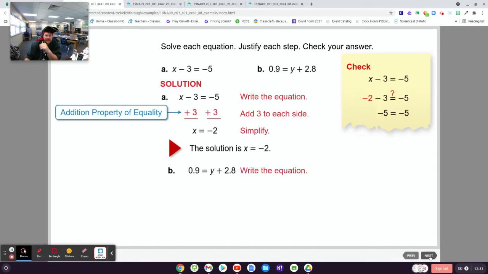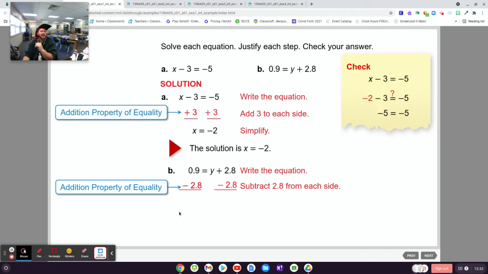So now let's do the next example, which was 0.9 equals y plus 2.8. Try and solve this. Good luck. All right, so you rewrite the equation. The opposite of adding 2.8 is subtracting 2.8. So you want to use, again, the addition property. And in this case, you're going to be adding a minus 2.8. So you subtract 2.8 from each side. That's going to get rid of this 2.8 over here and just leave y all by itself. That's what we want. 0.9 minus 2.8 is negative 1.9.